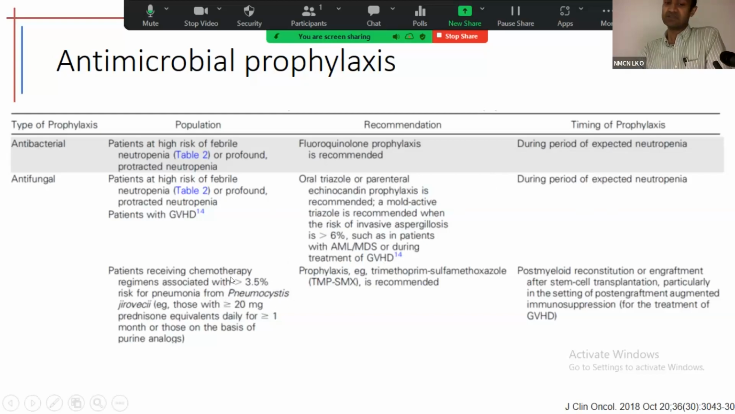And if the risk of pneumocystis is high, you can give them prophylaxis with trimethoprim sulfamethoxazole. And you can continue till the patient basically recovers from the immunosuppression, right?